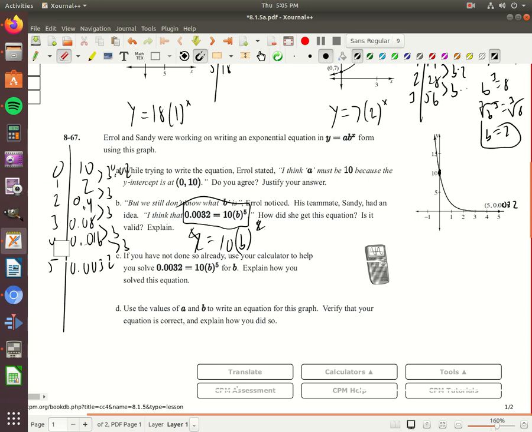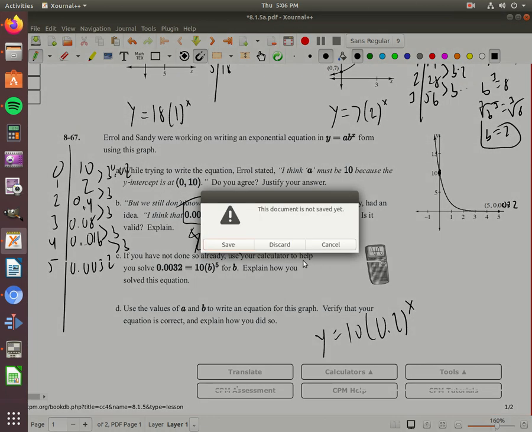We already wrote the equation to this. Like we said, in case we forgot, it was y equals 10 times 0.2 to the x. With that, let's go ahead and finish this thing up.